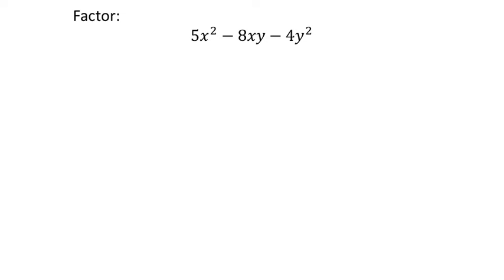So even though there's x, y, and then a y, none of that matters. What we're going to do is just go through this process, right? So I take the leading coefficient of 5, and then I multiply it by the last coefficient, in this case, negative 4. So 5 times negative 4 is negative 20, and what I need is 2 factors of negative 20 that add up to negative 8.